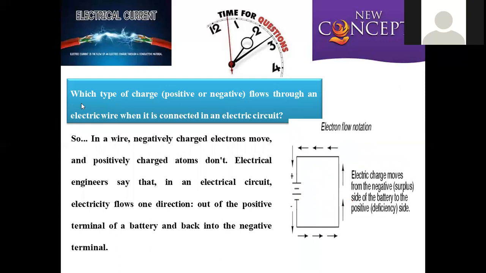Another question we are posing here: which type of charge, either positive or negative, flows through the electrical wire when it is connected to an electrical circuit? In general, what we can observe is that current is nothing but the flow of electrons. Negatively charged particles are moving, but not positively charged particles. If you take copper metal working as a conductor of electricity and switch on, what happens? Electrons are moving, but not copper. Copper remains at that place only.